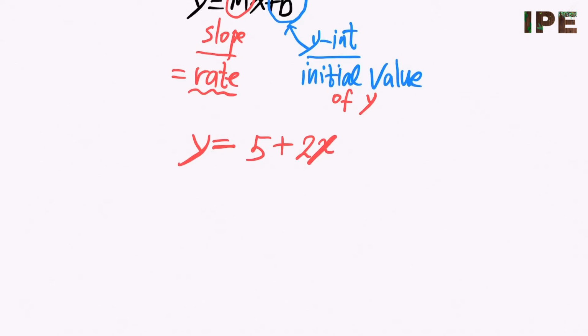So this is the y-intercept, 5. So 5 is the initial value of the cost. And then what does 2 mean? That's the rate. How much money you have to pay per every single mile. So in any linear model problem, y-intercept means initial value. Slope means rate. Remember these things.